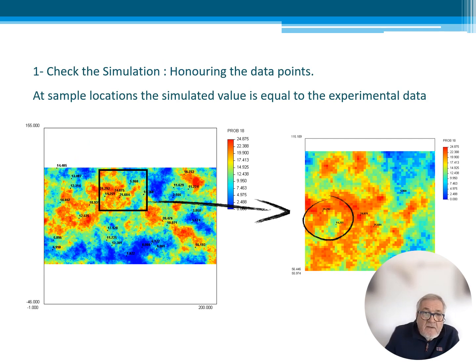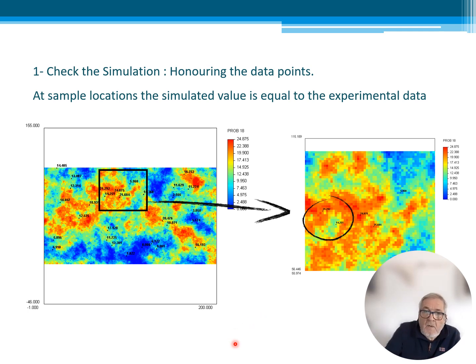Now let's see how to check. This is an important check. After we run a simulation, we have to check if it makes sense or not. This is the first check. Any simulated realization must honor the data points. It means that at sample locations, the simulated value is equal to the experimental data. You have to check here if they are reproduced. Otherwise, there are some problems.